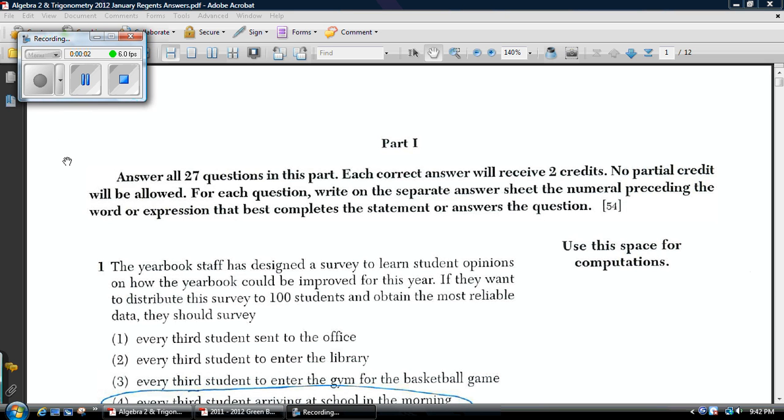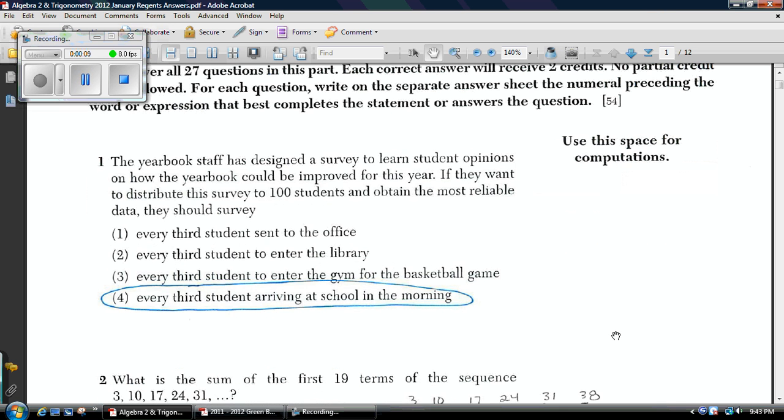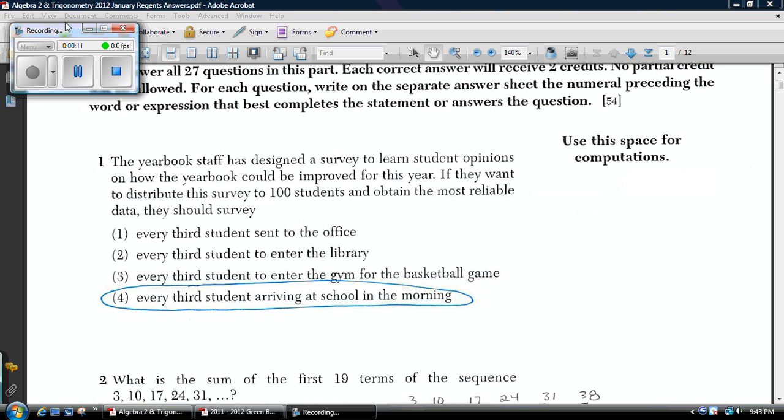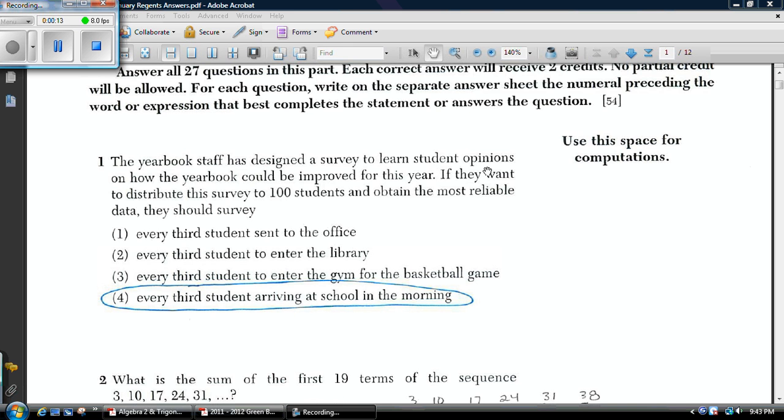Okay, so we're going to go through the Algebra 2 Trigonometry 2012 January Regents. First question, the yearbook staff has designed a survey to learn students' opinions on how the yearbook can be improved for this year. They want to distribute a survey, and which one's going to obtain the most reasonable data?